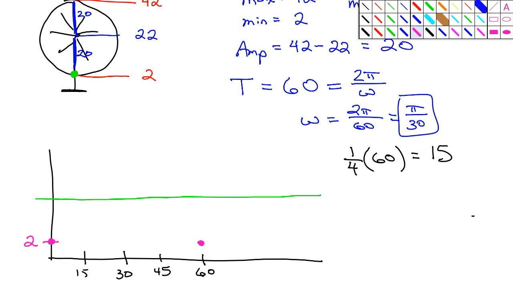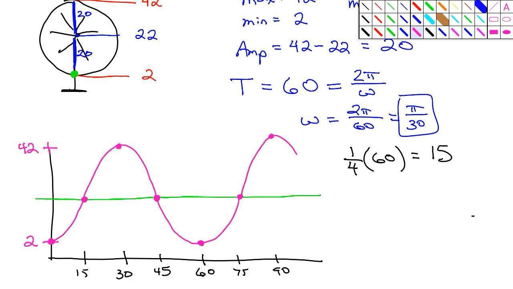And so the car should return to the median, which is halfway up the ride, after 15 seconds. It should reach the maximum of 42 feet after 30 seconds, and it should reach the median again after 45 seconds. We can extend this: 75 seconds, 90 seconds, like so. And this gives us a portrait of Jim's height above ground after so long in the ride.